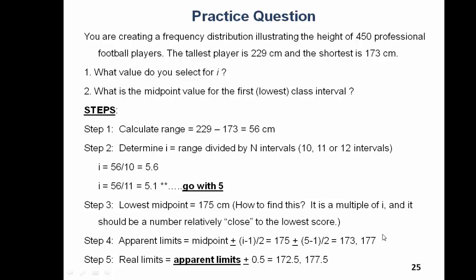We then compute the real limits by adding and subtracting 0.5 from the highest value and lowest value respectively of the apparent limits, yielding 177.5 and 172.5.